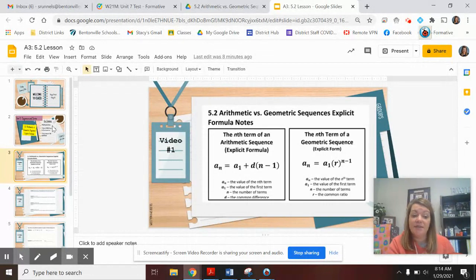And the explicit formulas allow you to find a term that's way out there, like the 23rd term or the 37th term. If you have a formula that lets you do that, it's a lot easier than trying to just write the sequence out until you get to that number. So that's the formulas that we're going to look at today.